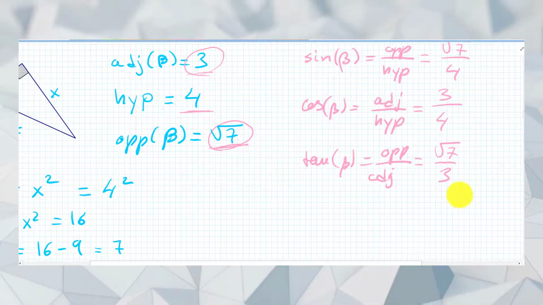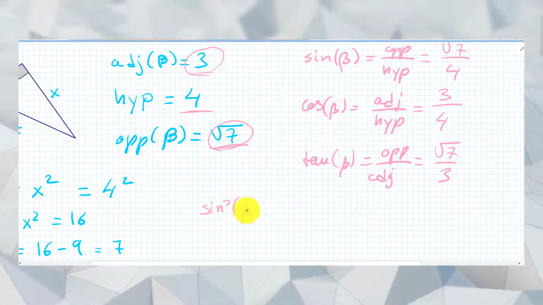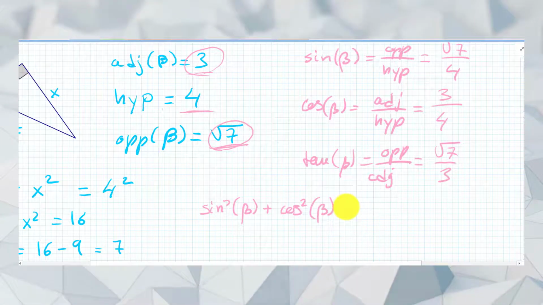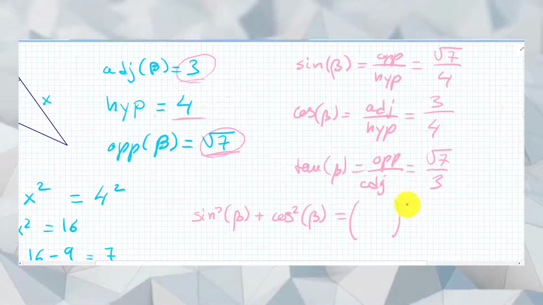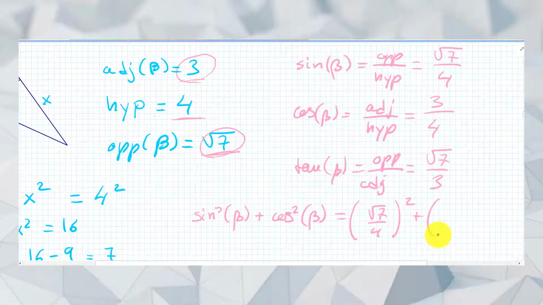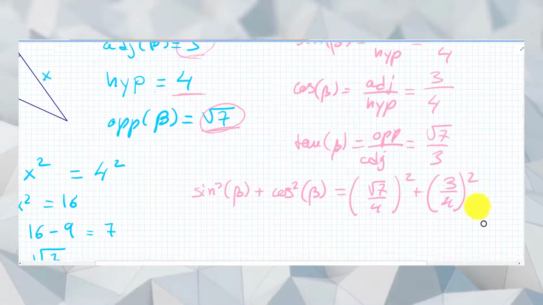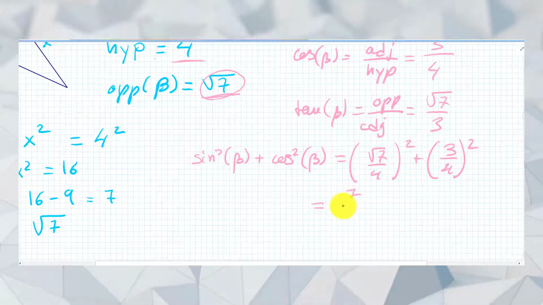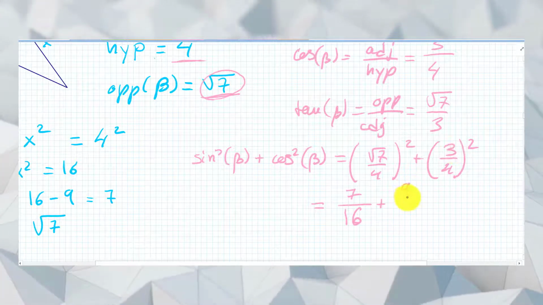And then the second question is the sum of sine square plus cosine square. So sine square beta plus cosine square beta. Again, that means I'm going to take the sine of beta and I'm going to square it. So it's the square of root 7 over 4 plus the cosine of beta, 3/4, and I'm going to square it. So this is square root of 7 squared, that's 7. 4 square is 16, plus 3 square is 9.